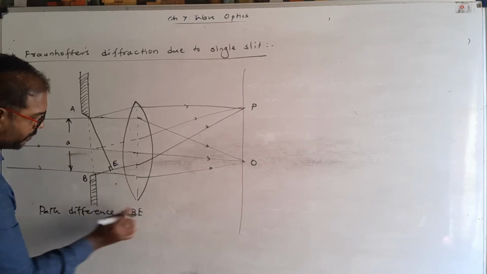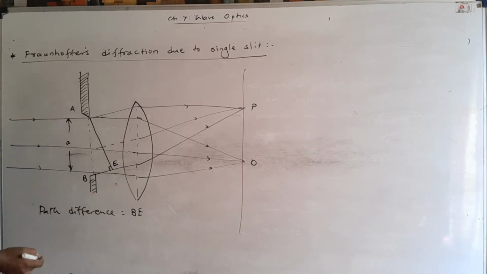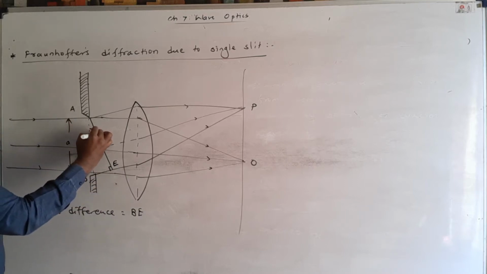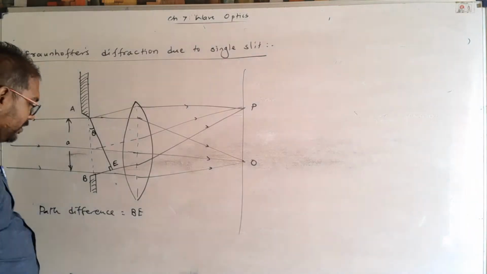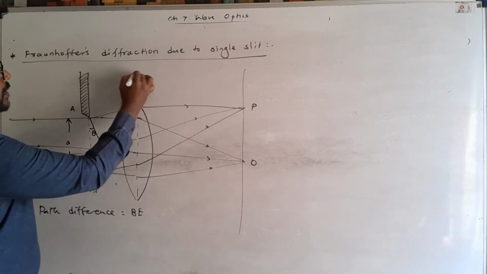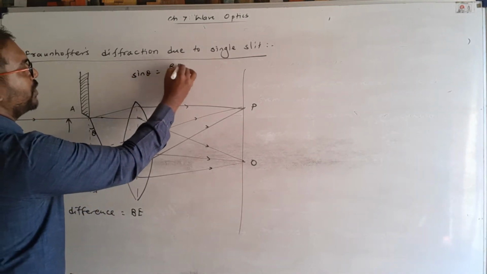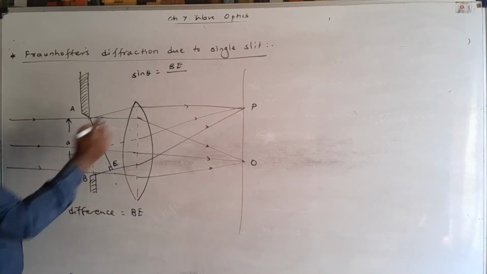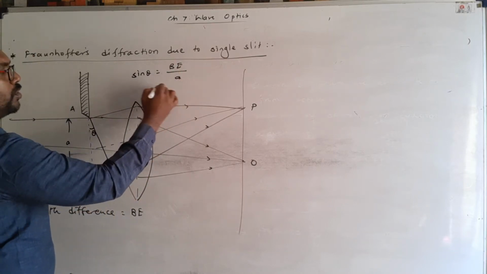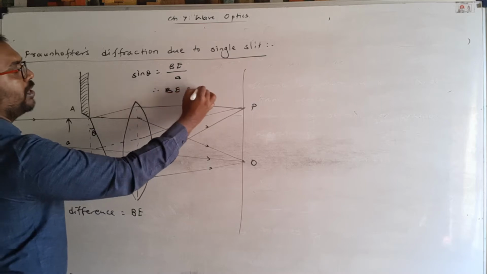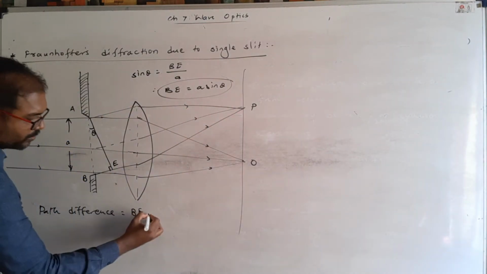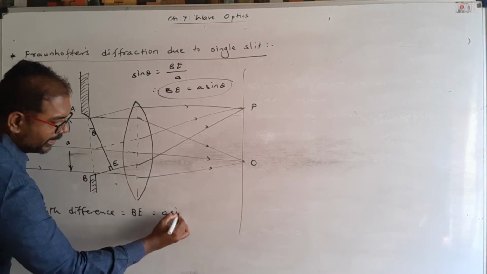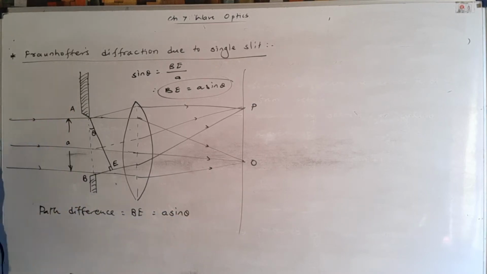This BE. Now see here, if I use this triangle and if I consider this angle is theta, then BE is what? Opposite side. Then we can use sin theta. Sin theta is opposite side BE upon hypotenuse, which is A. So by using that, BE is what? A sin theta. So we get path difference is A sin theta. So I can write here is equal to A sin theta. This is the path difference.